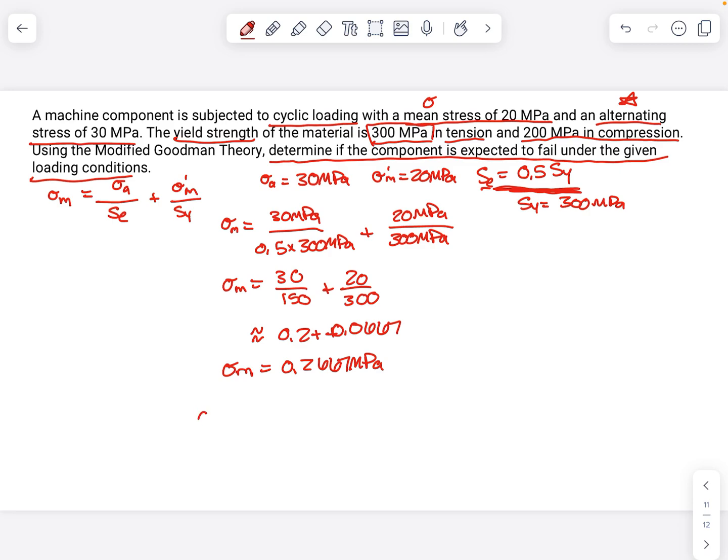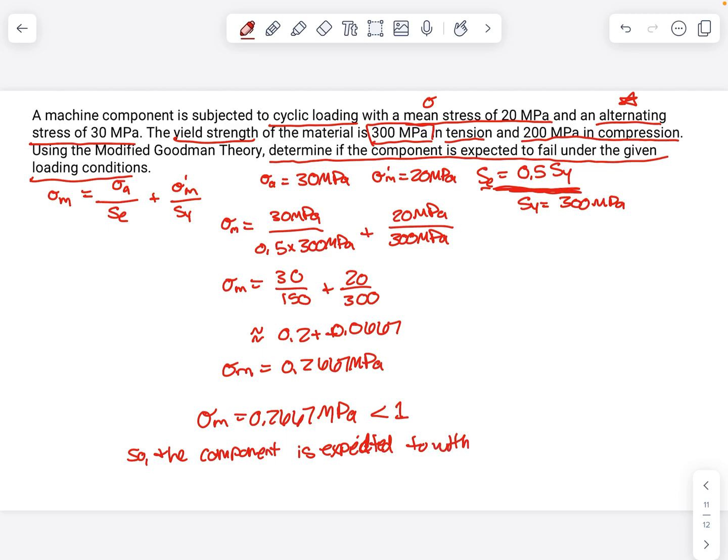So obviously looking at our answer here, we know that our result is 0.2667. And this value is less than 1. So the component is expected to withstand the given loading conditions.